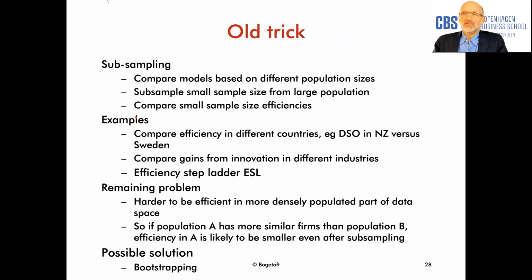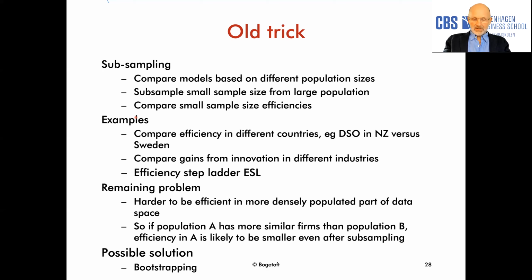And there's actually a very simple trick to use. So this goes back to this old comparison of New Zealand and Swedish companies. The basic idea is that you take the size of the smallest population. So you have two populations you want to compare. Maybe you have 30 in one and 200 in the other. Then what you do is that you pick out 30 from the big sample of 200. Assume you had 30 in New Zealand and you have 200 in Sweden. Then you take a subsample of 30 Swedish companies and you do an efficiency analysis of those, and then you find out what is the average efficiency.